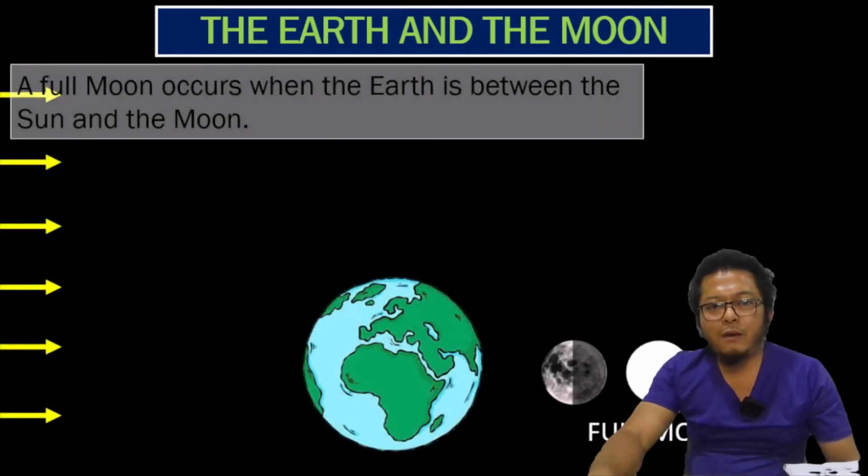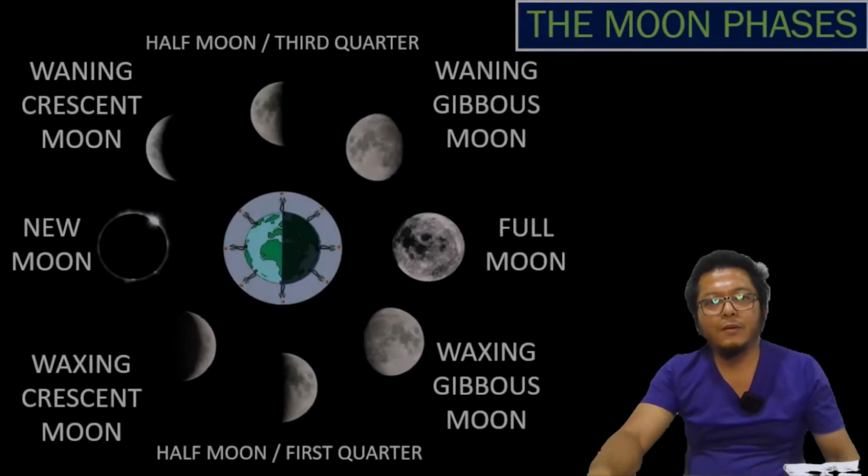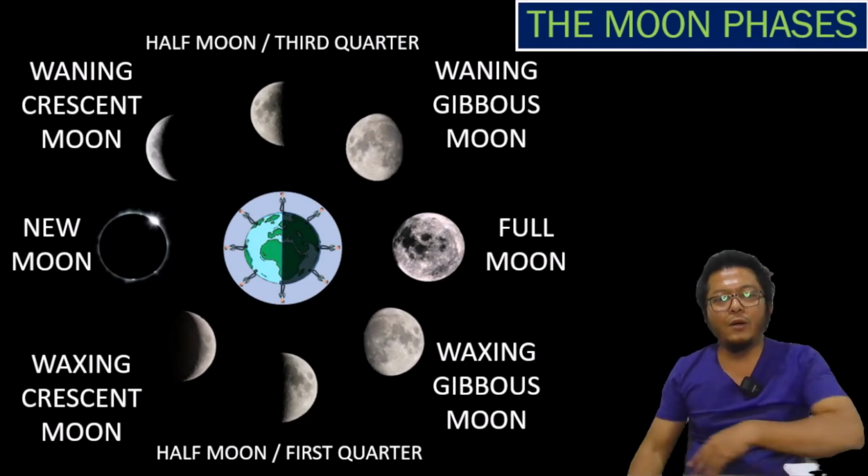Different with this, a full moon. A full moon, when it's all round, occurs when the Earth is between the sun and the moon. The sunlight shines here, so we can see a full moon. During a full moon, we can see the moon as a full circle. Okay, this is what we see.